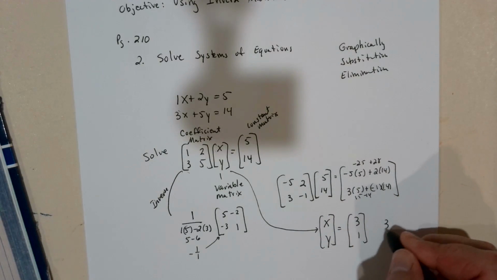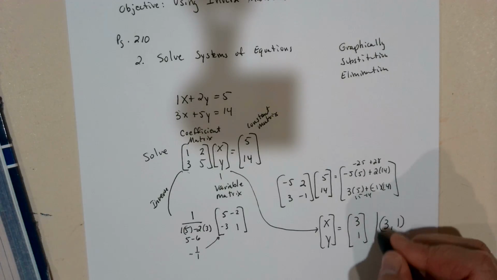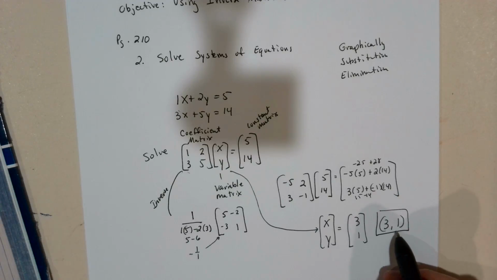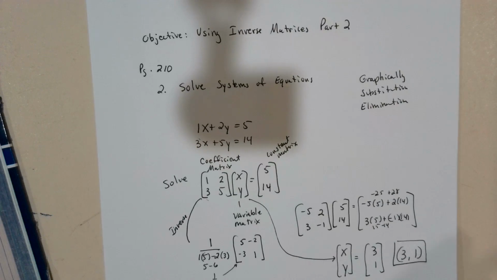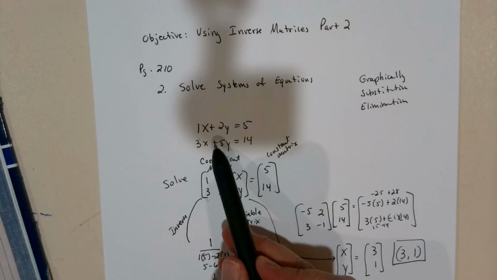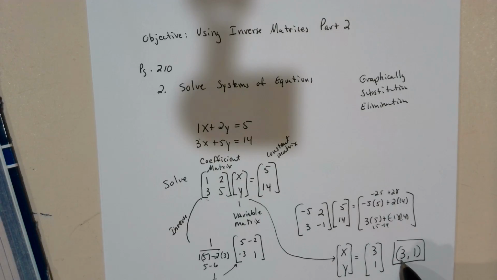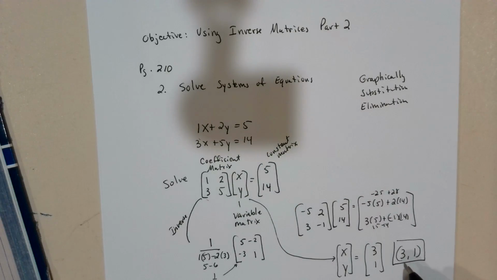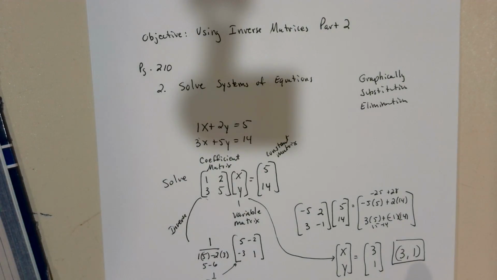So that means that the point (3, 1), when x is 3 and y is 1, would be the solution to the system. That means that if we took these two equations and graphed them, they would intersect at the point (3, 1). If we used substitution or elimination, our answer would be (3, 1). So inverse matrices is just another way of solving systems.